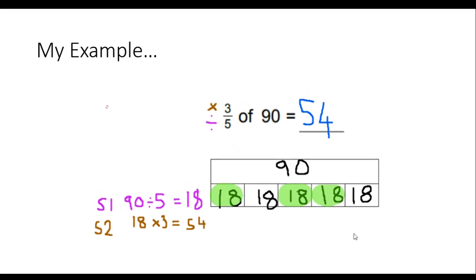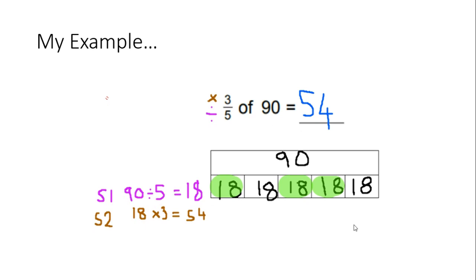So, first of all, we practiced finding fractions of quantities. We've done this lots, so this should be quite straightforward. So just listen. I found 3/5 of 90 by doing 90 divided by 5, which equals 18. So I placed 18 in each of the 5 equal parts. I then did 18 multiplied by 3, because the numerator tells me that I need 3 parts for the answer. And 18 multiplied by 3 is 54.